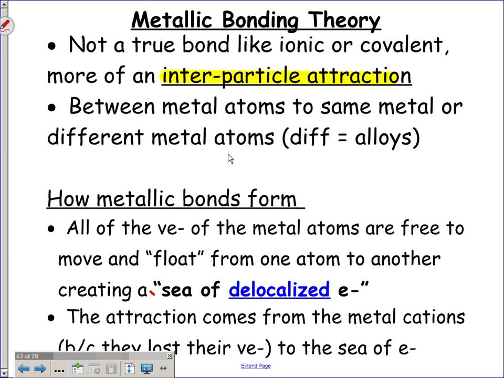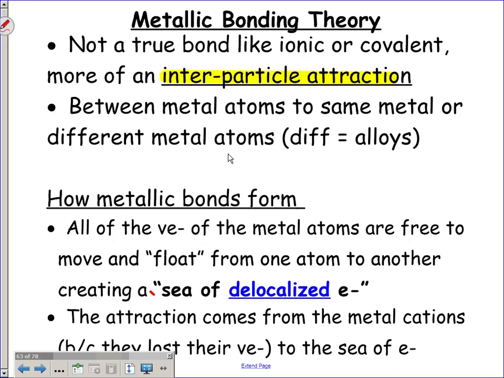So that's how our metallic bonding looks, right? We call it an interparticle attraction because it's between two particles. One particle is the cation, the positive thing. One particle is the electron, the negative thing, and there's an attraction there. So it's kind of like ionic in the fact that it's just an attraction, but it forms totally differently.